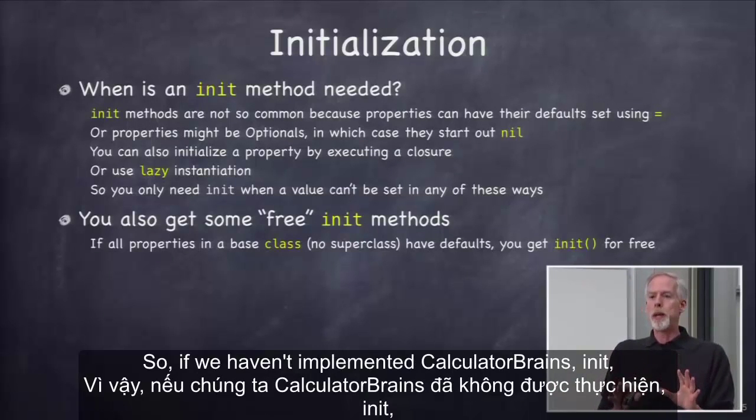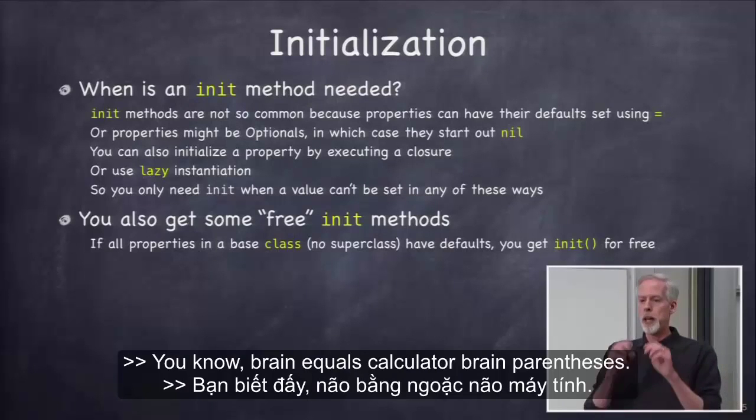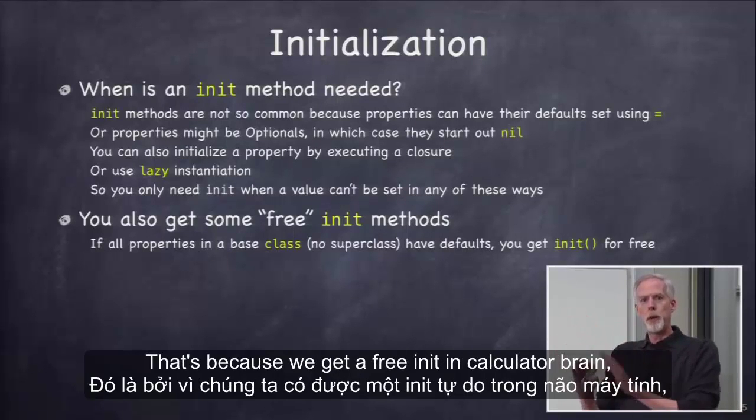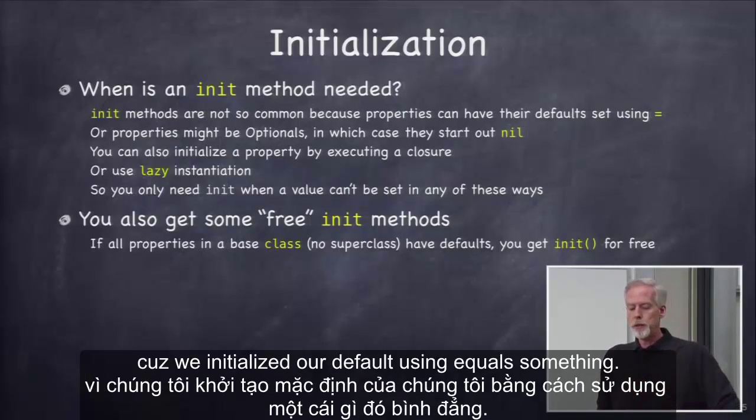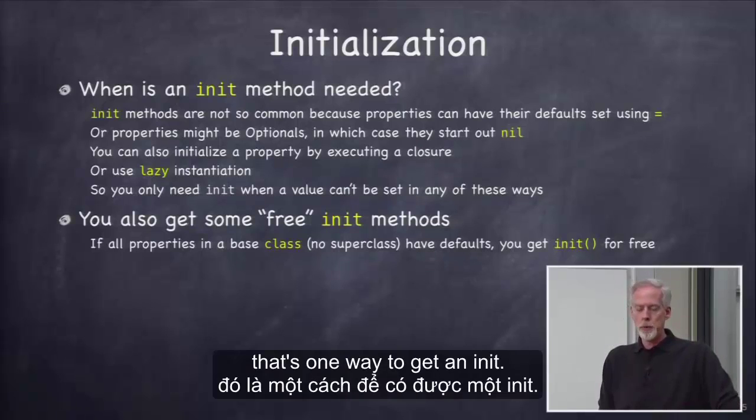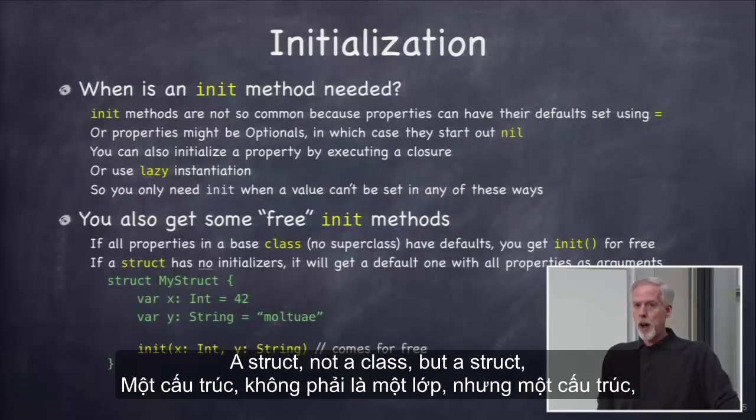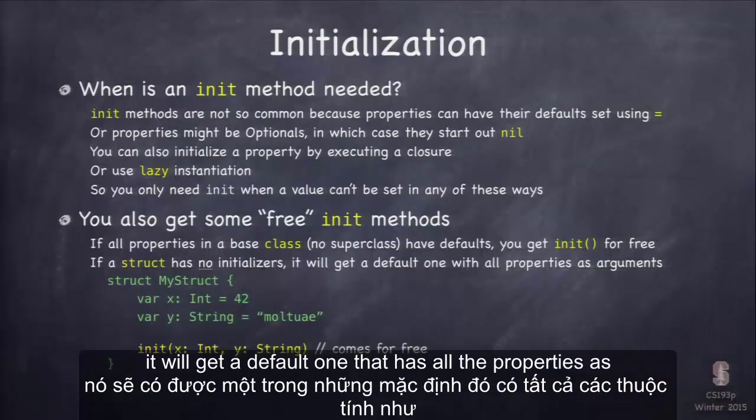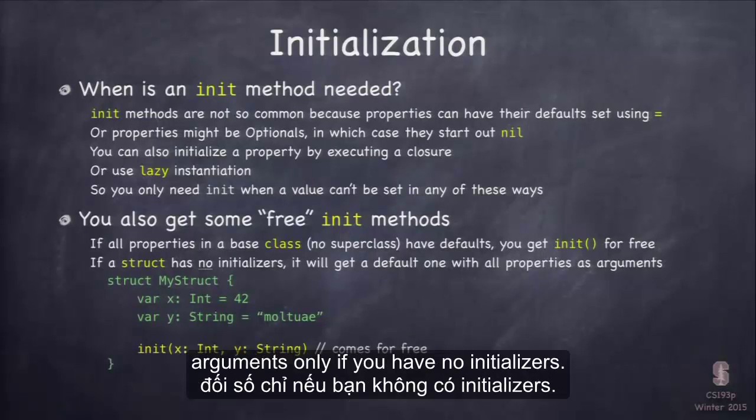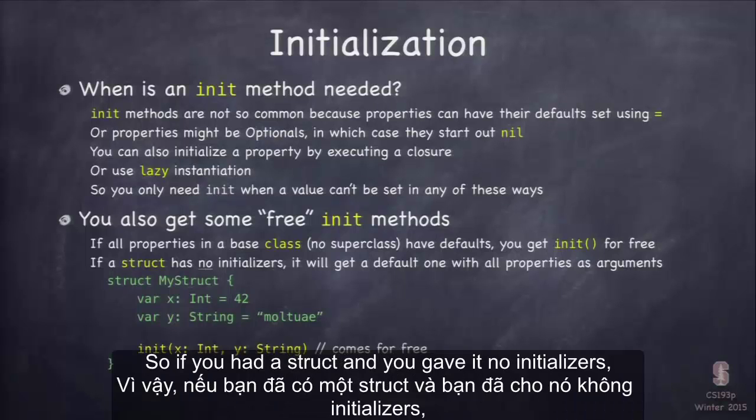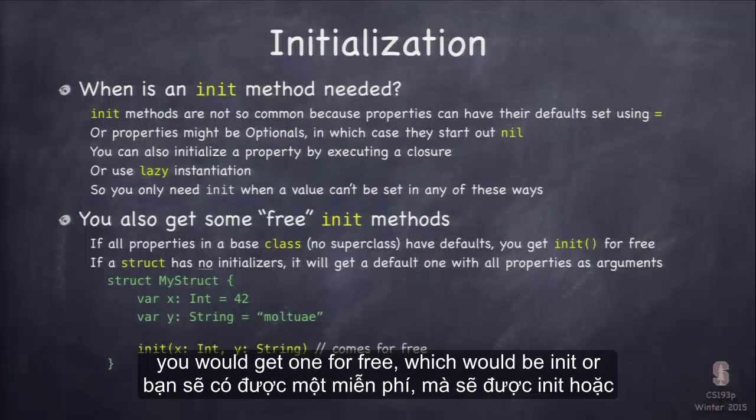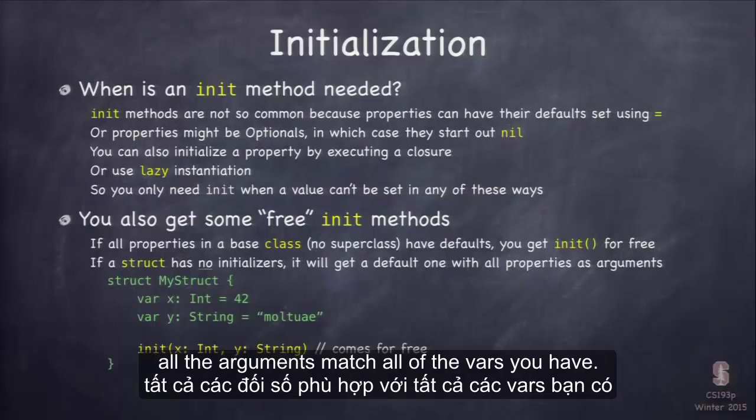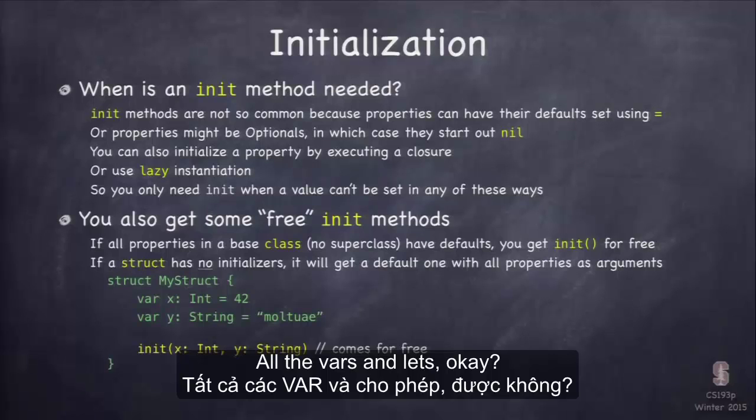So if we hadn't implemented calculator brain's init, of course, we still could have said, brain equals CalculatorBrain(). That's because we got a free init in calculator brain because we initialized all our defaults using equals something. Okay, so that's one way to get an init. A struct, not a class, but a struct, will get a default one that has all the properties as arguments only if you have no initializers. So if you had a struct and you gave it no initializers, you would get one for free, which would be init, where all the arguments match all of the vars and lets you have.